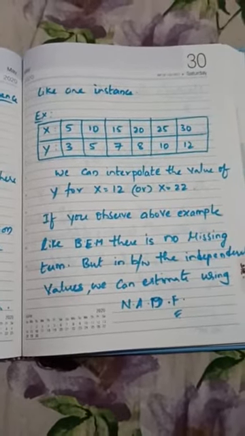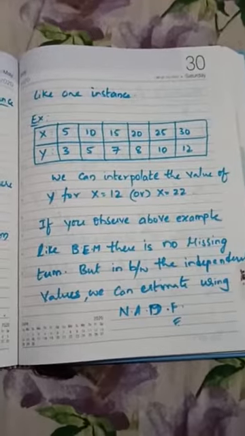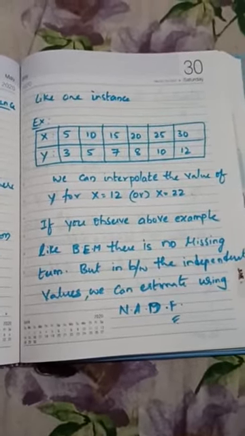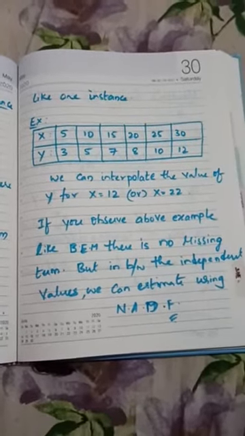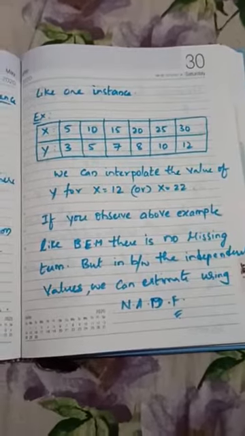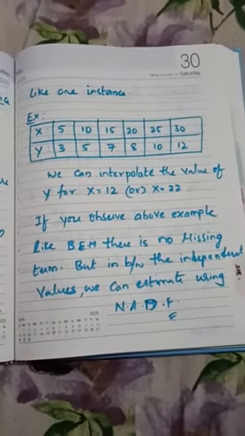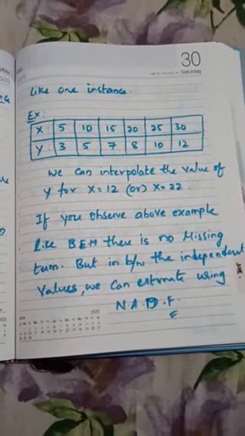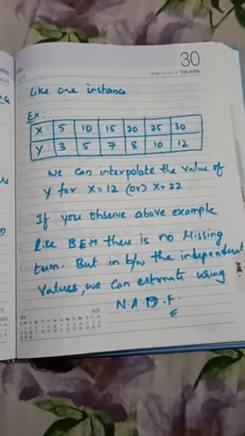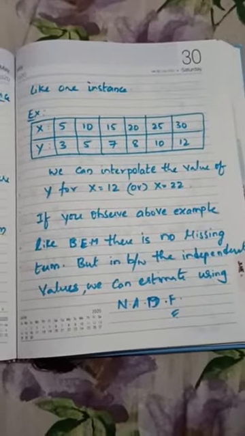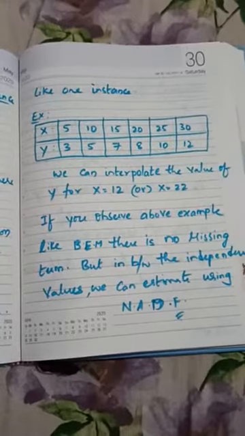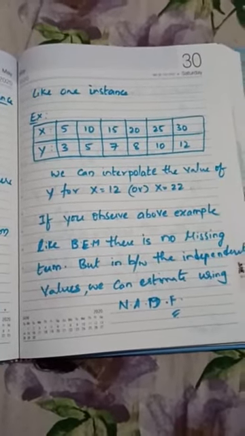5, 10, 15, 20, 25, 30, but 12 comes in between 10 and 15. But we can estimate even intermediate values in Newton's advancing method. In binomial expansion, it is not at all possible, because the condition to be followed there is that the value of x must be known and y is unknown.